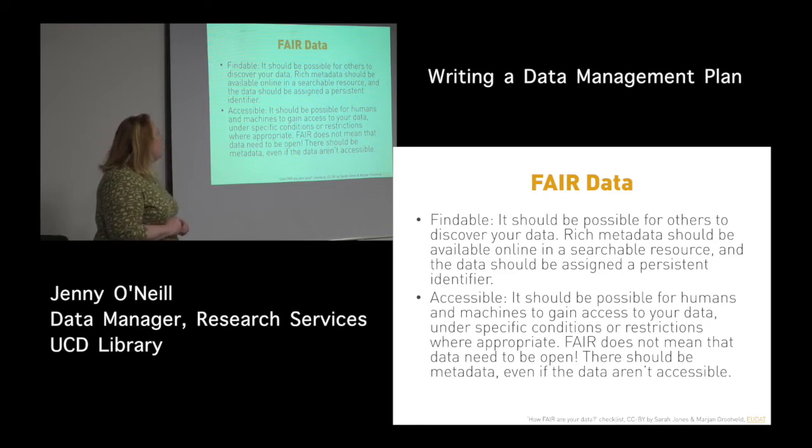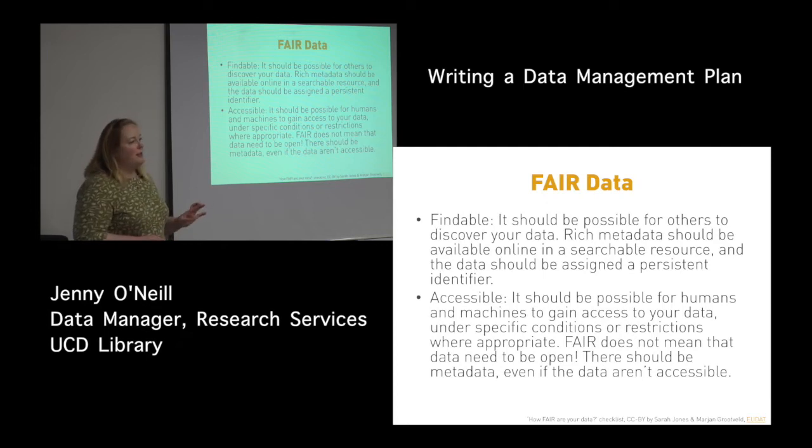Rich metadata should be available online and should be assigned a persistent identifier. And I'm going to go through each of these terms as we go through the rest of the morning. Accessible means it should be possible for them to gain access to the data. So not just that you can find them, but that you can also access them under clear conditions or restrictions.